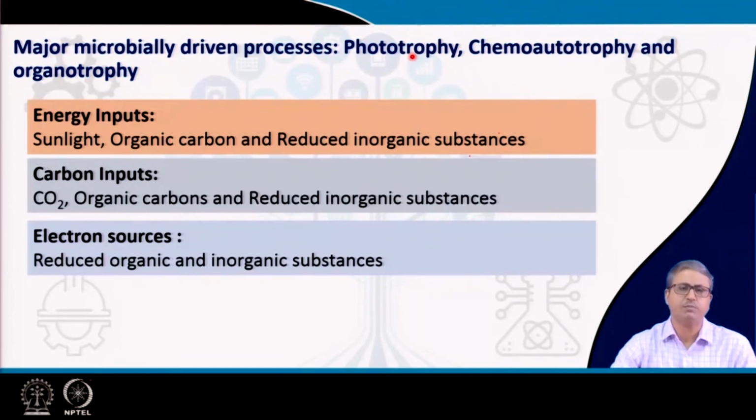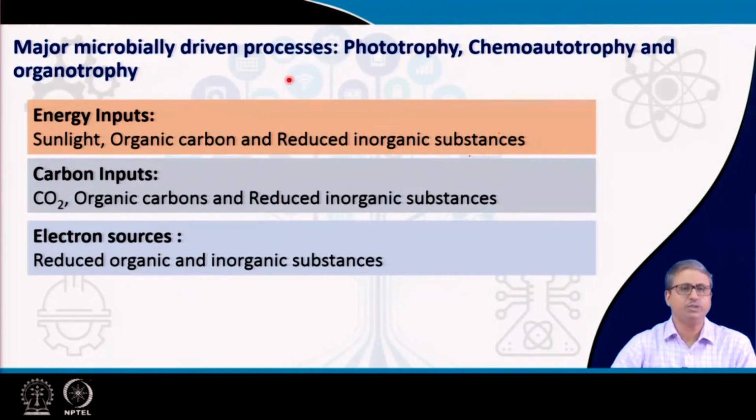The microorganisms are capable of their growth and nutrition. They fix the atmospheric carbon dioxide into organic matter. Chemotrophy, that means chemical energy is used and atmospheric carbon dioxide is used to convert the carbon into organic matter. And these organisms, chemoautotrophs, could be chemolithoautotrophs as well, because the electron source could be inorganic materials, and organotrophy, that means organic carbon is used as the source of electrons and energy. So, we can very simply categorize the microbially driven processes into these three: phototrophy, chemotrophy and organotrophy.